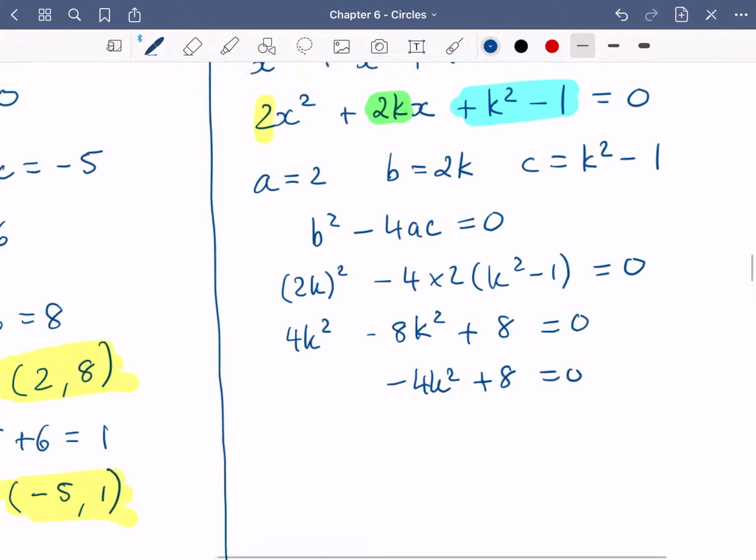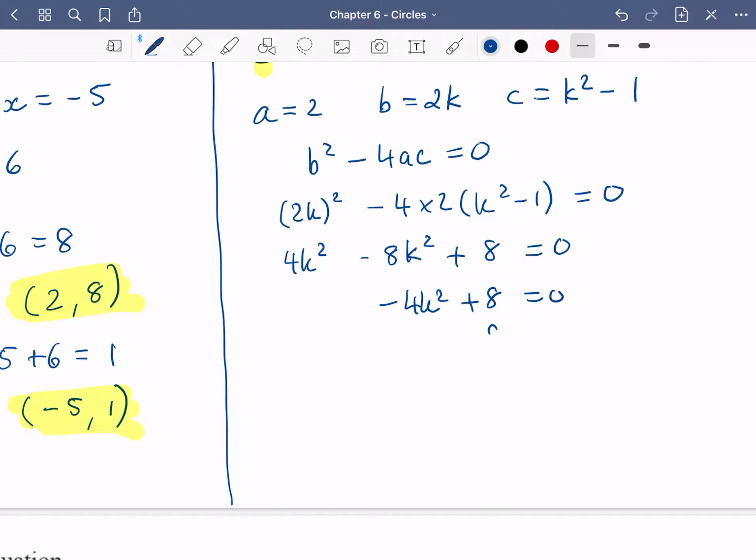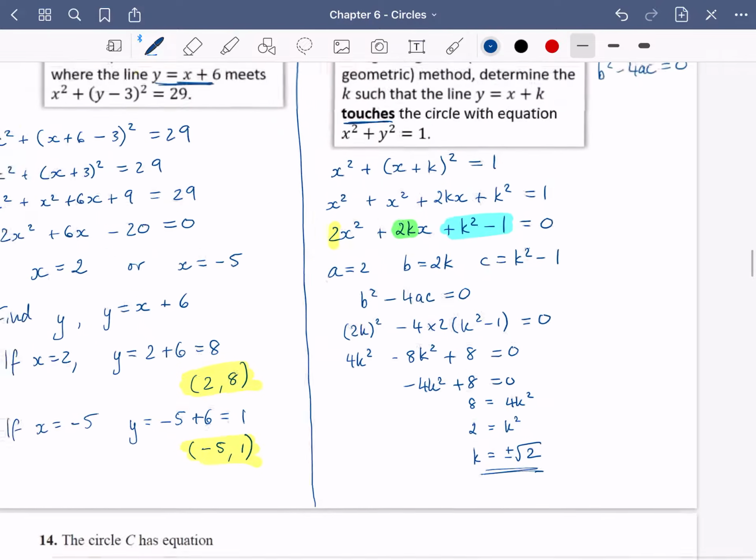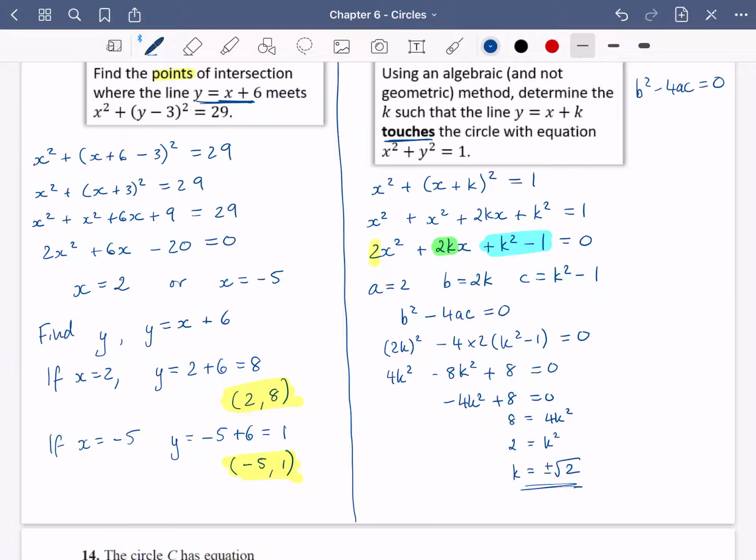I'm just going to zoom in so I've got a bit more space. So that means that 8 is equal to 4k squared. Divide both sides by 4 so that we get k squared is equal to 2. And so that must mean that k is equal to the positive or negative square root of 2. k could be plus or minus root 2. Okay. Now it might say in the question that k was greater than 0 or less than 0, in which case it would help you to decide.